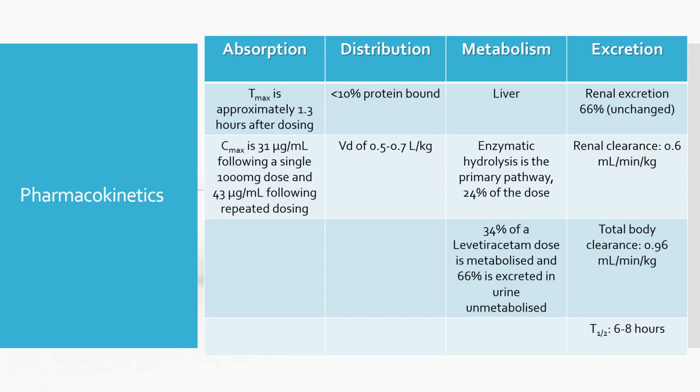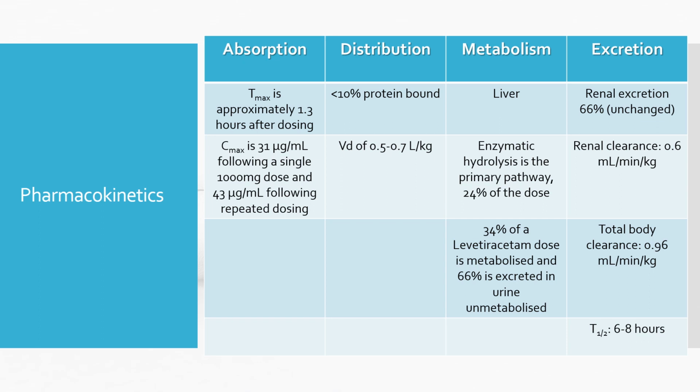For its pharmacokinetics, its absorption Tmax is approximately 1.3 hours after dosing. Its concentration max is about 31 micrograms per milliliter following a single 1 gram dose, and then it was 43 nanograms per milliliter following repeated dosing. For its distribution, less than 10% is protein bound. The volume of distribution is 0.5 to 0.7 liters per kilogram.